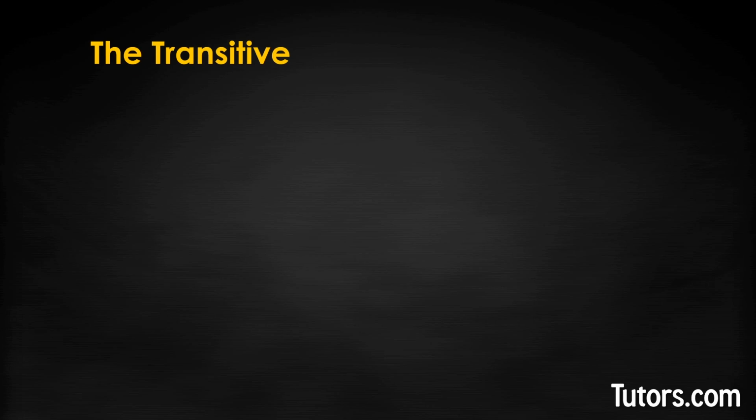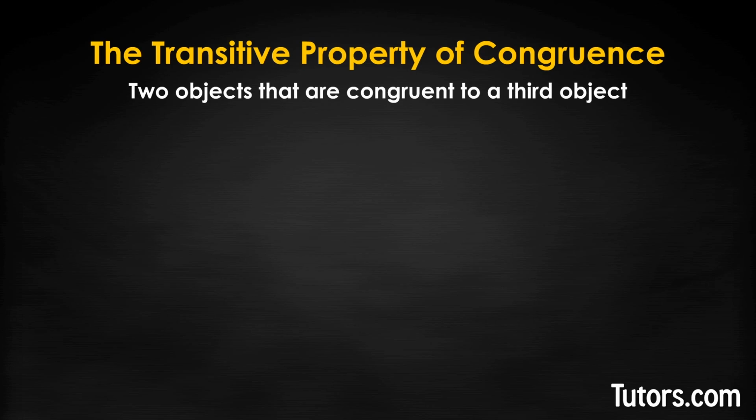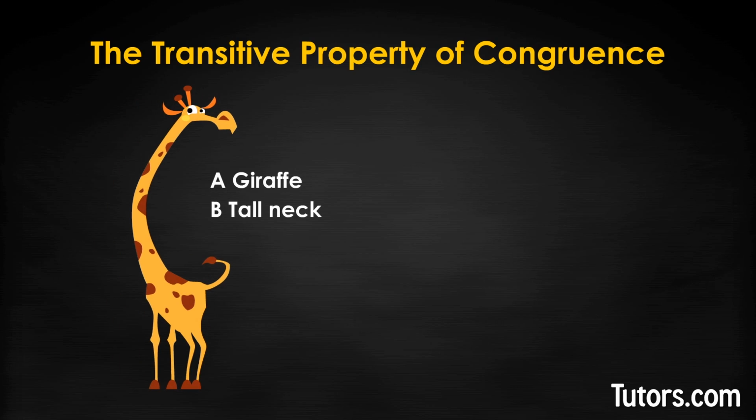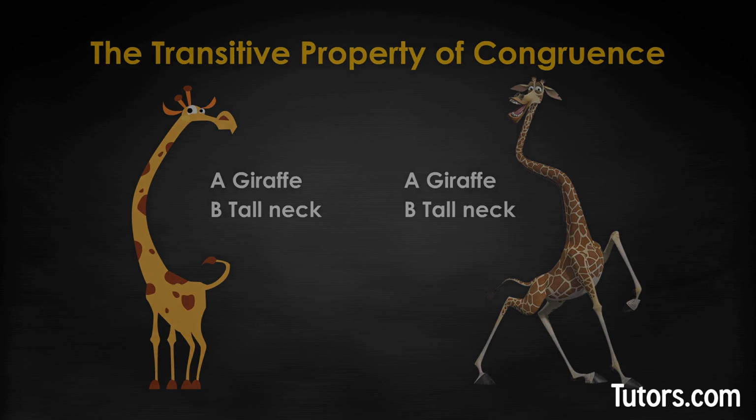What is the transitive property of congruence? The transitive property of congruence states that two objects that are congruent to a third object are also congruent to each other. If giraffes have tall necks, and Melman from the movie Madagascar is a giraffe, then Melman has a long neck. In geometry, we can apply the transitive property to similarity and congruence.